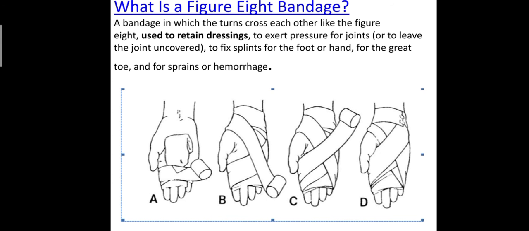What is a figure 8 bandage? A bandage in which the turns cross each other like the figure 8, used for certain dressings to exert pressure for a joint, to fix a splint for the foot or hand, for the great toe, and for sprains or hemorrhage. See in this diagram A, B, C, D, 4 stages of the figure 8 bandage.